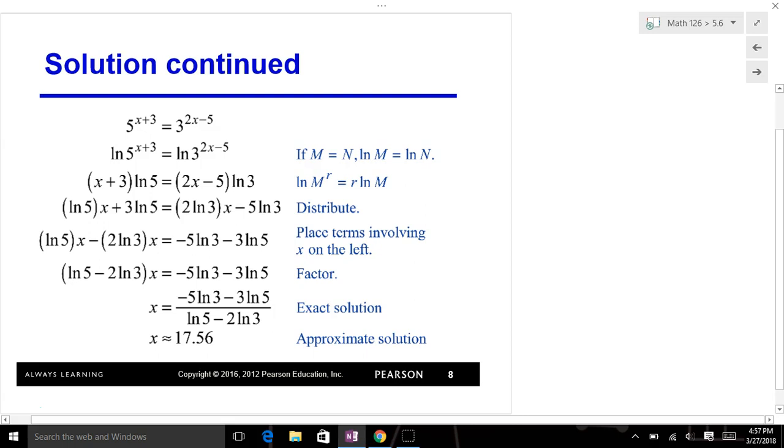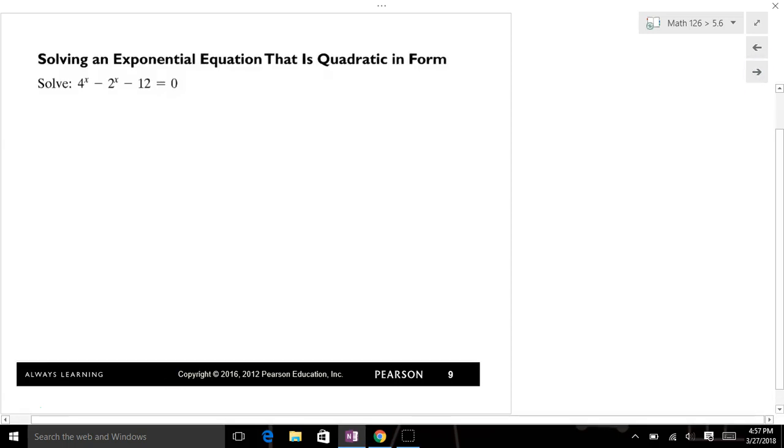Those, and if you punched it in, here it is, 17.56 on that.